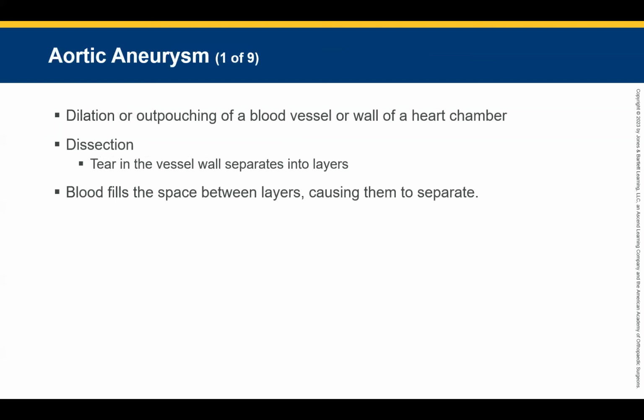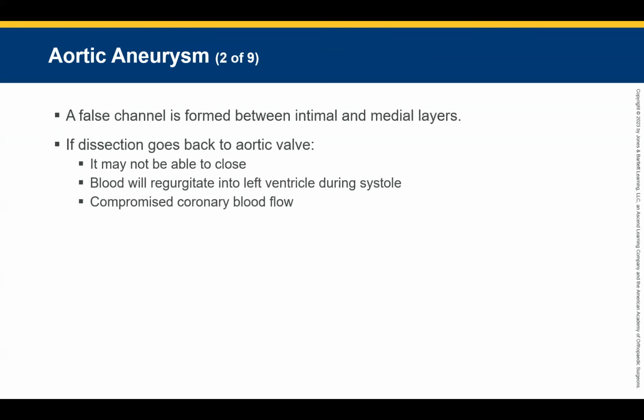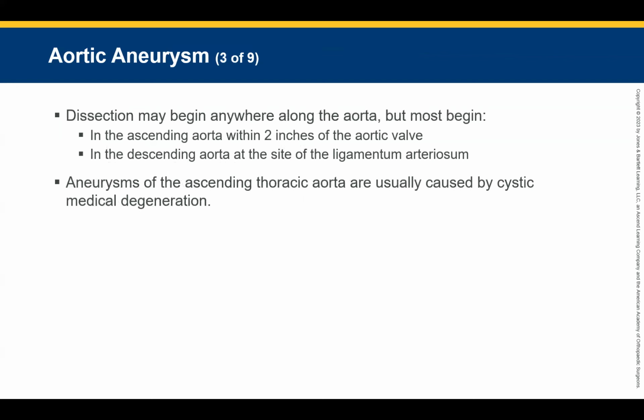Aortic aneurysm, dilation or outpouching of a blood vessel. If they get to a dissection, aortic dissection, that's where we really have issues. We get a tear in the vessel wall, it separates into layers. Blood fills the layers, causing them to separate, and then they can pour it out. That's not good. It can begin anywhere along the aorta, but must begin in the ascending aorta within 2 inches of the aortic valve, or in the descending aorta at the ligamentum arteriosum.